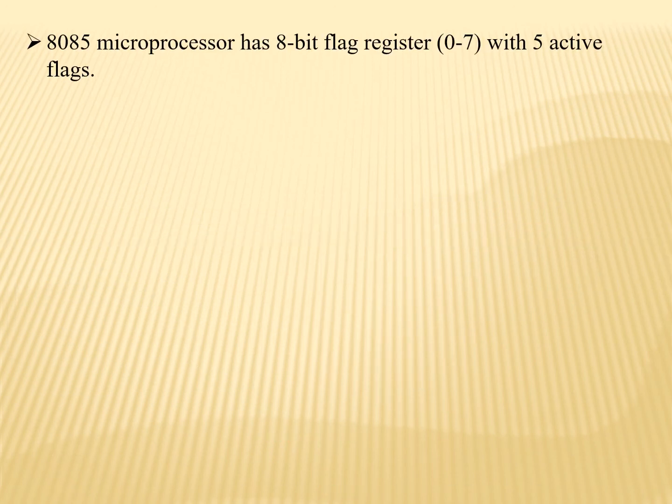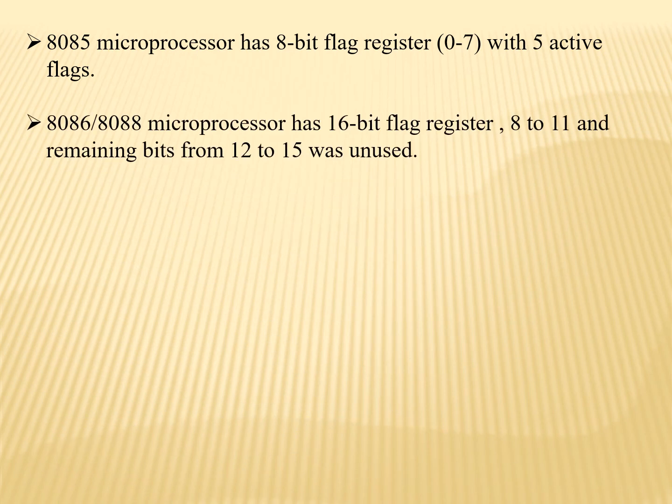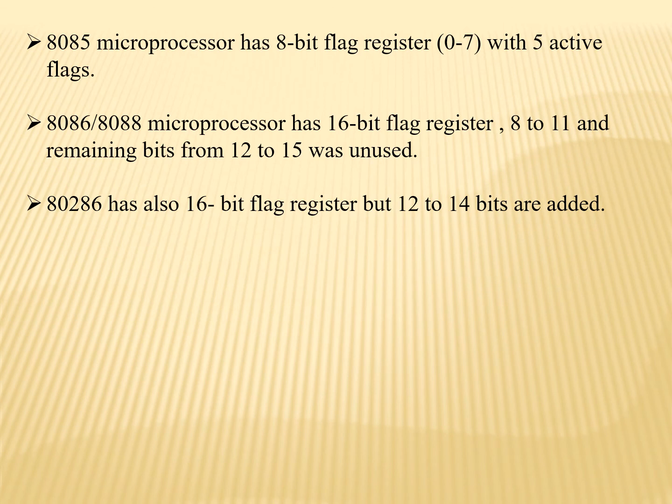The 8085 microprocessor has an 8-bit flag register, bits 0 to 7, with 5 active flags. This is how the bifurcation has been done. The 8086 and 8088 microprocessors have a 16-bit flag register, with bits 8 to 11 used and the remaining bits 12 to 15 unused, as done in the last class. In bits 8 to 11 we have the direction flag, trap flag, interrupt flag and overflow flag. The 80286 also had a 16-bit flag register, but bits 12 and 14 were added, that is, input-output privilege level and nested.